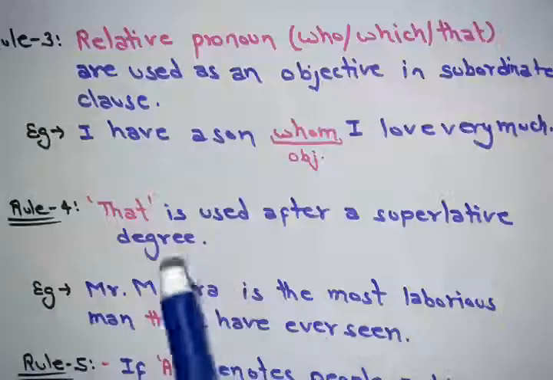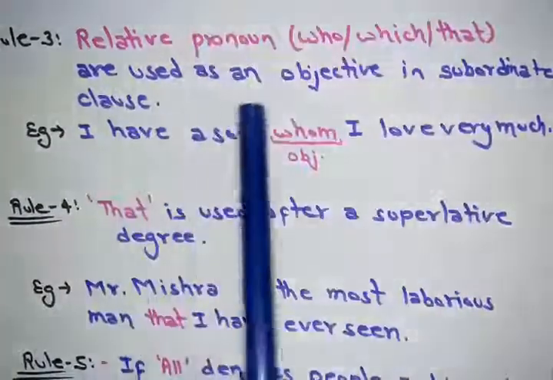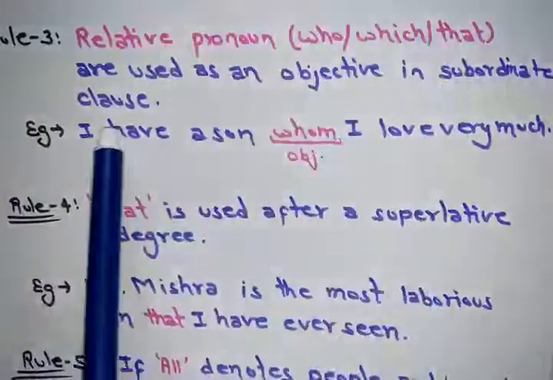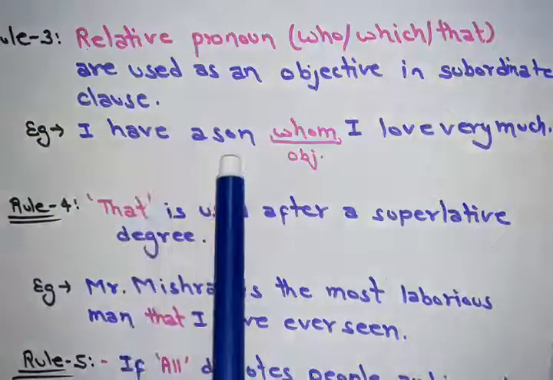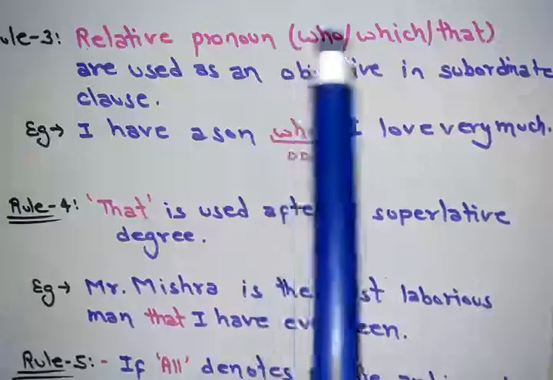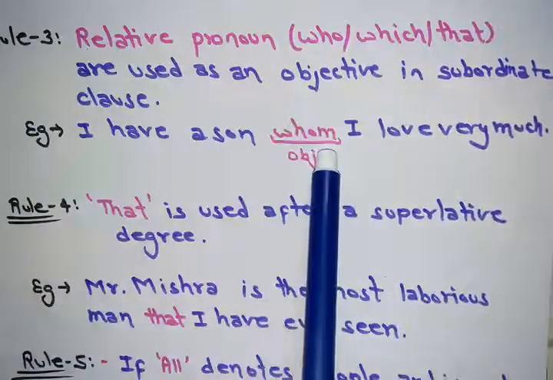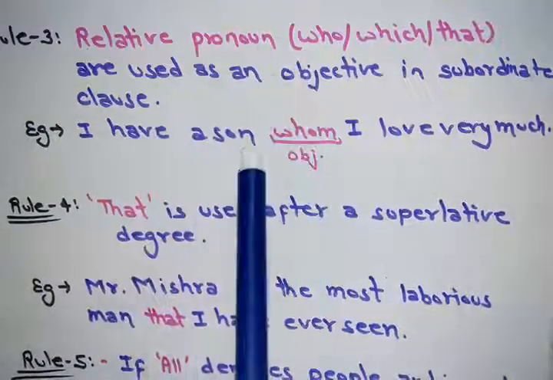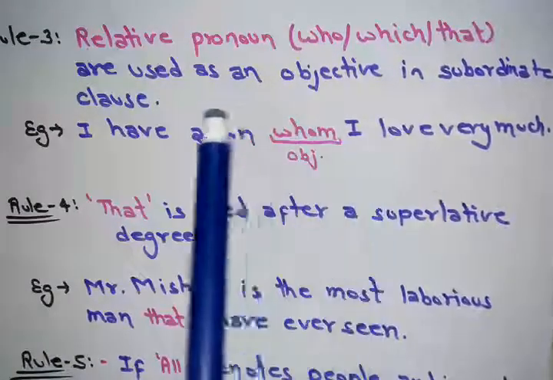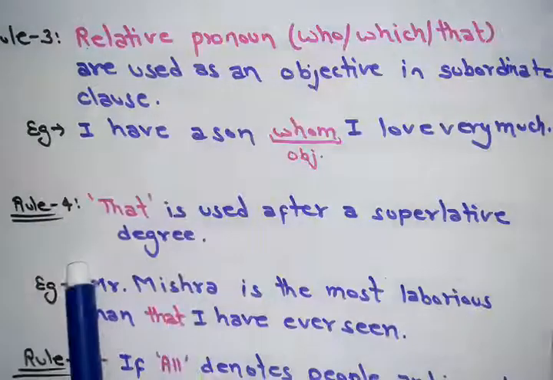Rule number three: the relative pronouns who, which, that are used as an object in a subordinate clause. For example, I have a son whom I love very much. Whom here works as an object. So whom here is an object which relates the two sentences, I have a son and whom I love very much.